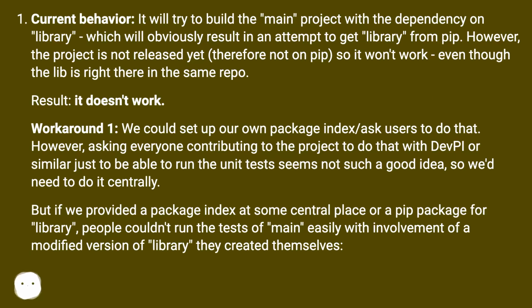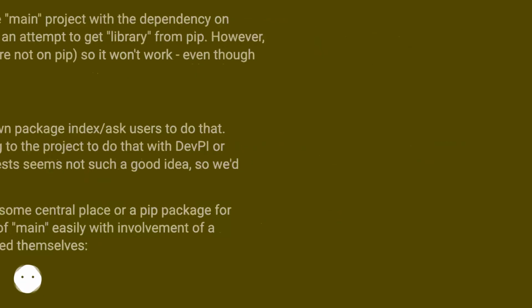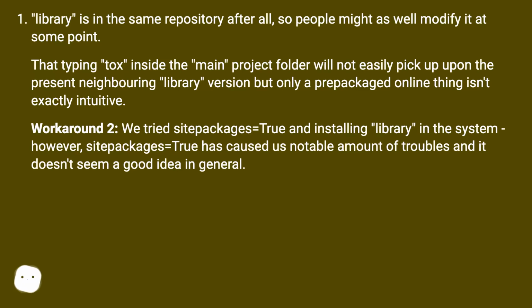Result, it doesn't work. Workaround 1, we could set up our own package index or ask users to do that. However, asking everyone contributing to the project to do that with devpi or similar just to be able to run the unit tests seems not such a good idea, so we'd need to do it centrally. But if we provided a package index at some central place or a pub package for library, people couldn't easily run the tests of main with a modified version of library they created themselves. Library is in the same repository after all, so people might as well modify it at some point. That typing tox inside the main project folder will not easily pick up the present neighboring library version, but only a prepackaged online thing, isn't exactly intuitive.